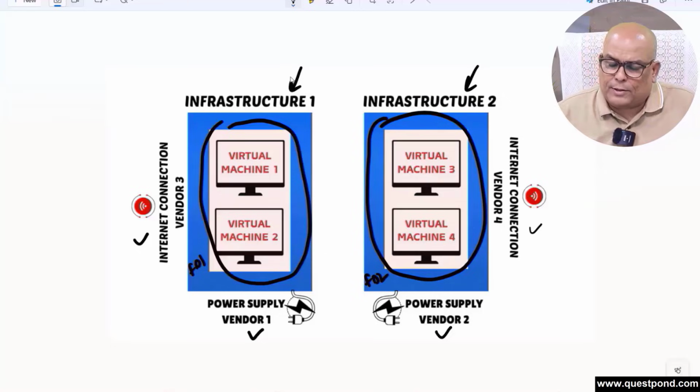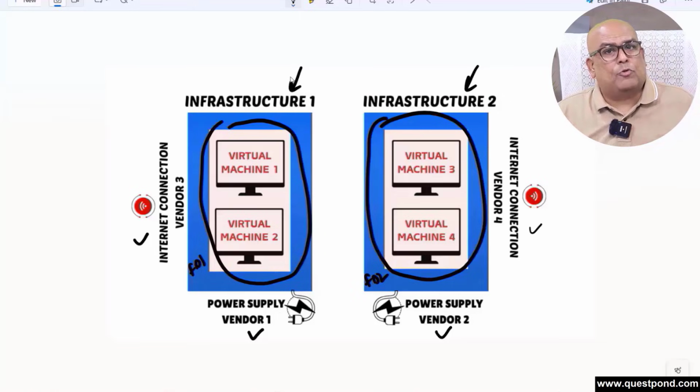Now what happens with that, right? So with that, what happens now is that, let us say if there is a power failure in infrastructure 1, this fault domain will collapse, but not this. Assume now there is an internet connection issue in infrastructure 2. Then these two virtual machines will go off, not these, right?